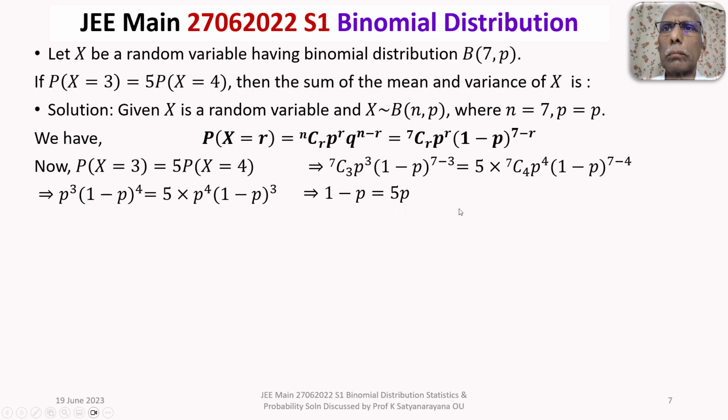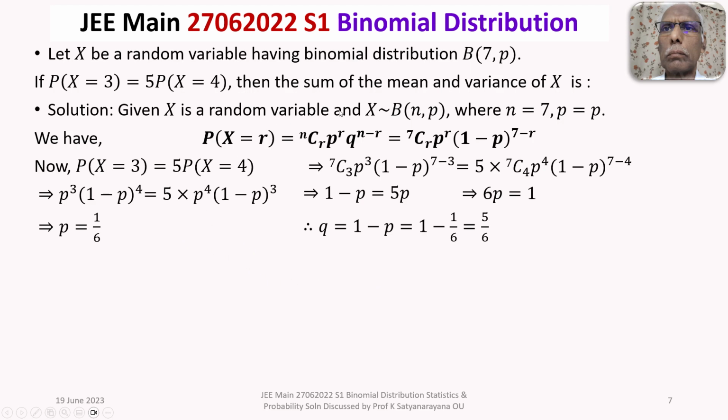So simplifying, we'll get 6p is equal to 1. Thus we get p is equal to 1 by 6. The probability of getting success is 1 by 6. And getting a failure, that is q, is equal to 1 minus p. Why? Because p plus q is equal to 1. So 1 minus 1 by 6 is 5 by 6.